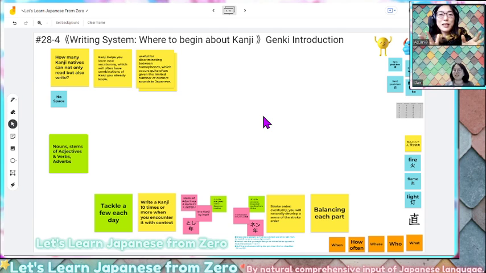So today I'd like to introduce the Japanese kanji system in order for you to begin learning kanji. This is just basic information, and we're mainly going to talk about this topic in English. Okay, here we go. Do you know how many writing systems the Japanese language has? Three.